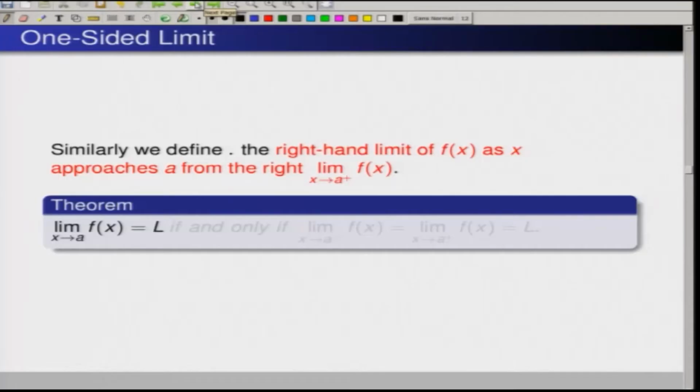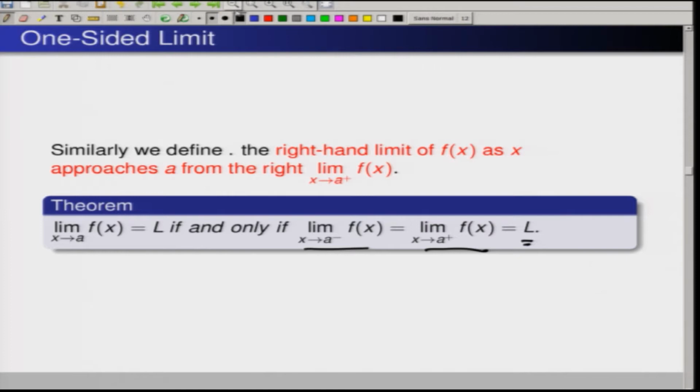So, the theorem says that the limit of f of x as x goes to a is equal to L if and only if both the left hand limit exists and is equal to L, and the right hand limit exists and is equal to L. So, both the limits will exist and they will take the same value, then we say that the limit of f of x as x goes to a is equal to L.